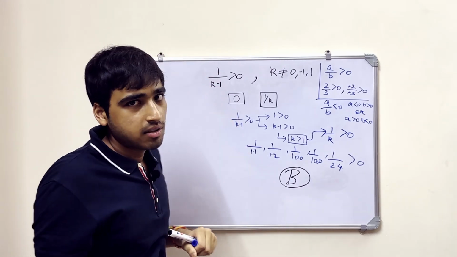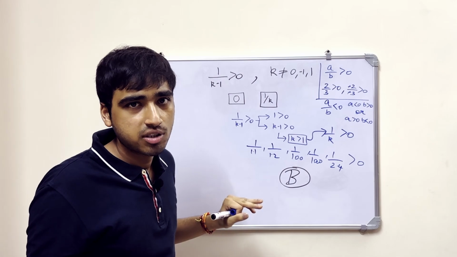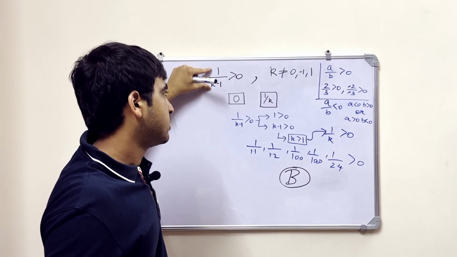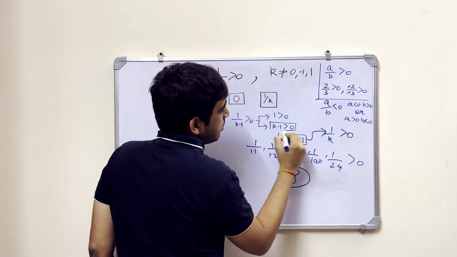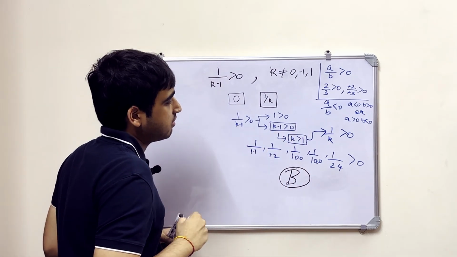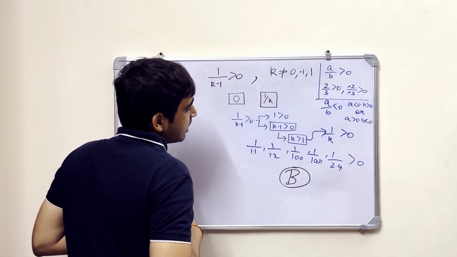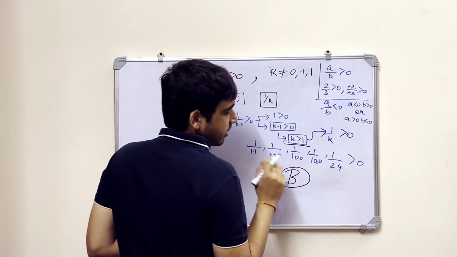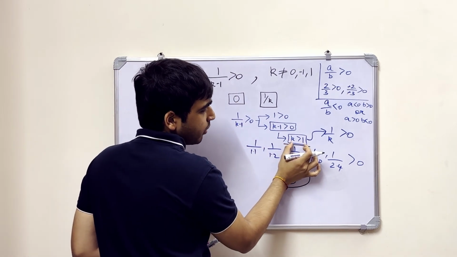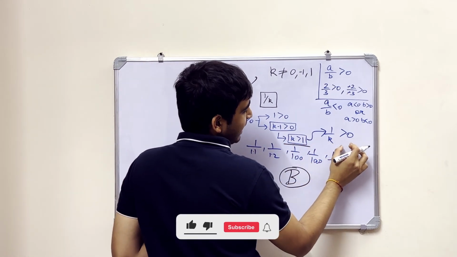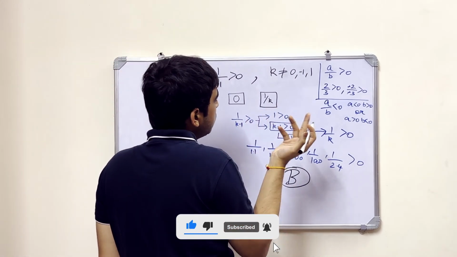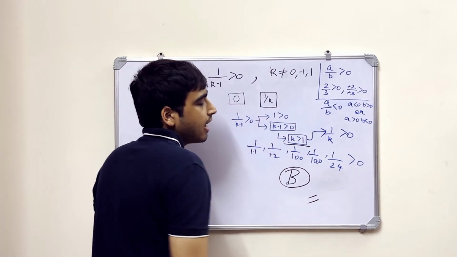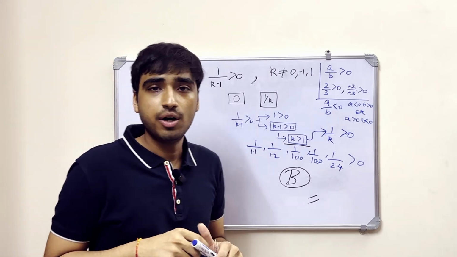Since one is positive, so this also has to be positive because both are positive, right? So k minus 1 is positive. If k minus 1 is positive, that means k is greater than 1, right? If k is greater than 1, that means 1 upon k will be greater than 0. And if 1 by k is greater than 0, so we have our option B. I think this should be good now, right?